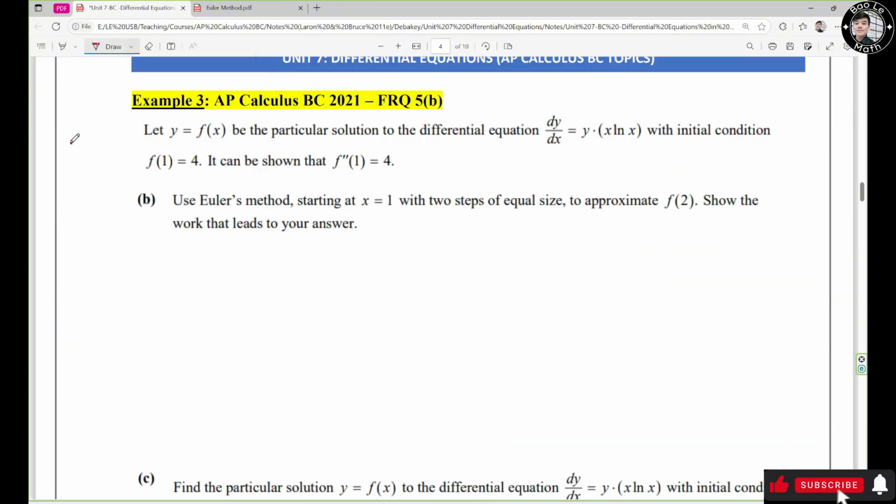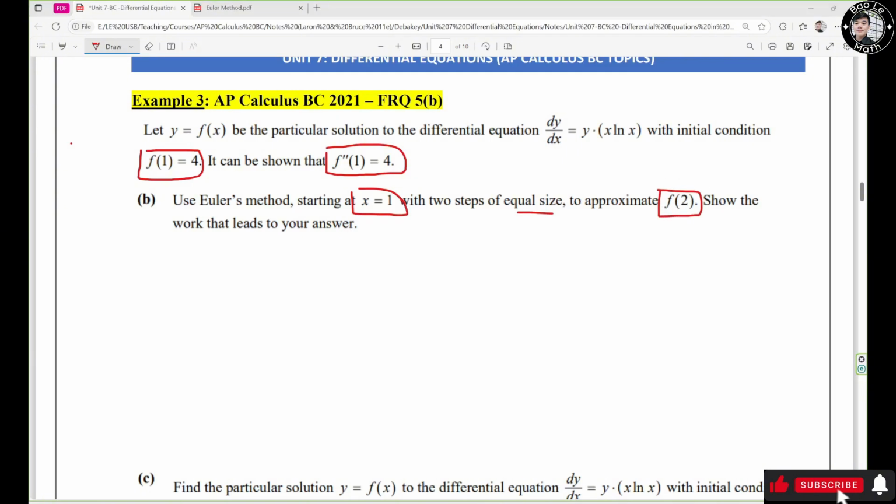Now let's move on to example number 3. This one comes from AP Calculus BC 2021, free response question 5b. Let y equals f of s be the particular solution to the differential equation dy over ds equals y times s natural log of s with the initial condition y of 1 equals 4. It can be shown that the second derivative of f of 1 equals 4. Now, use the Euler method starting from s equals 1 with 2 steps of equal size to approximate f of 2. You're going to do exactly the same thing, right?